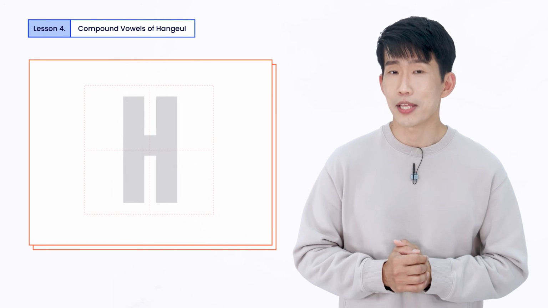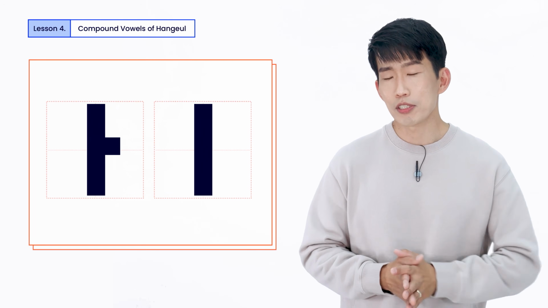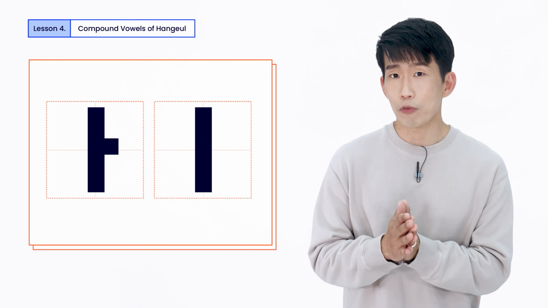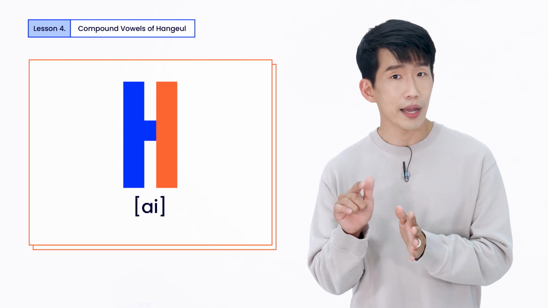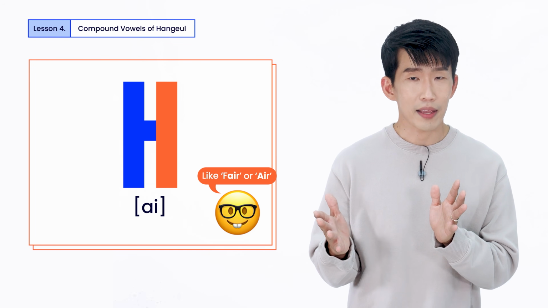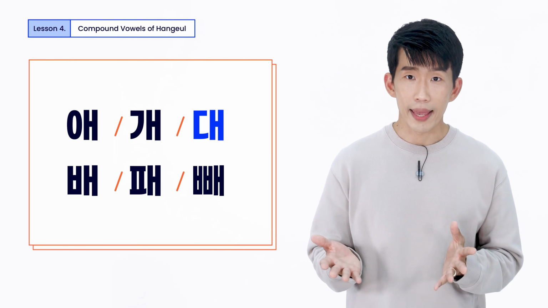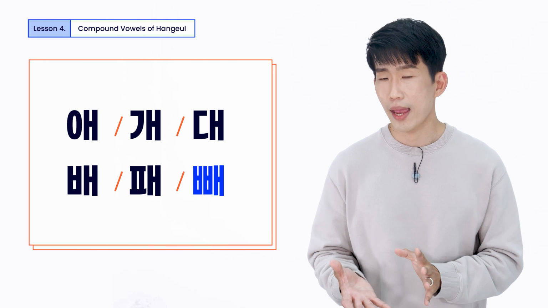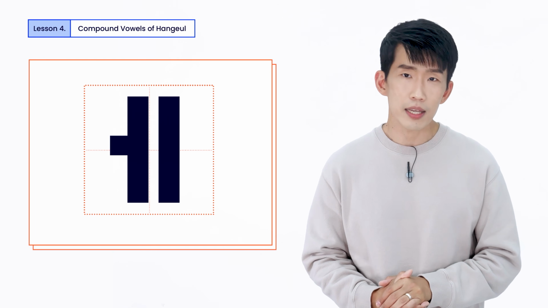And next up is this one, e. It's a combination of a plus e. This one is not as straightforward as wa or wo, but think of it as a, I, as in fair, like e, ke, te, pe. And a similar compound vowel is this one. It's pronounced like e, e.